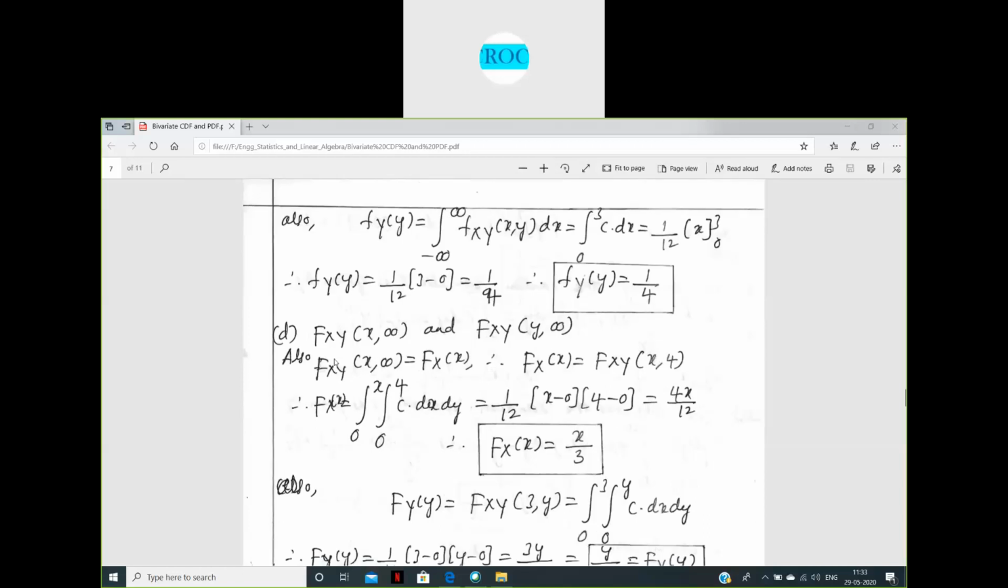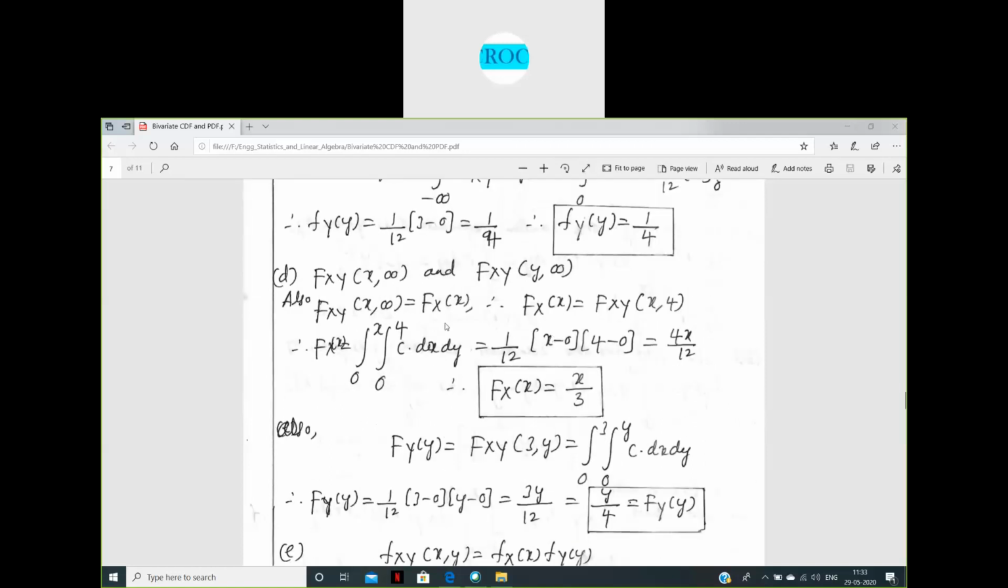D, what you need to calculate now is FXY of x comma infinity and FXY of infinity comma y. Now how do you calculate this one? By looking at the third property of CDF, this is nothing but FX of x, and here the limit for y is 4 now. FX of x is equal to FXY of x comma 4, integration 0 to x, 0 to 4, c dx dy, 1 by 12.